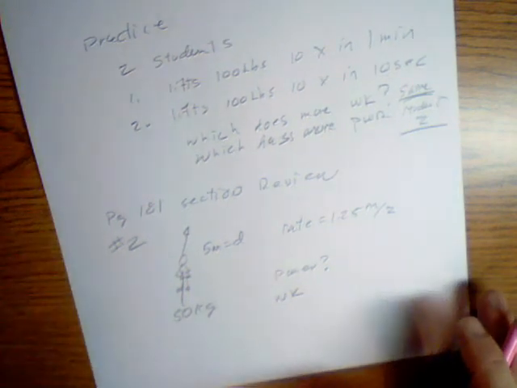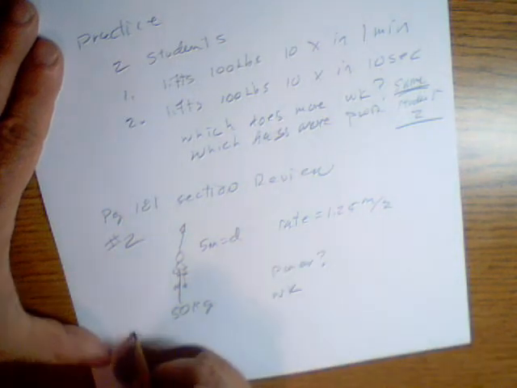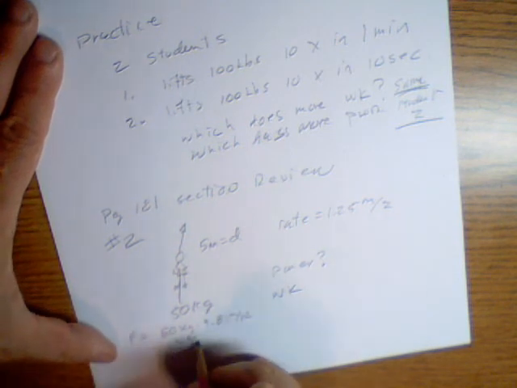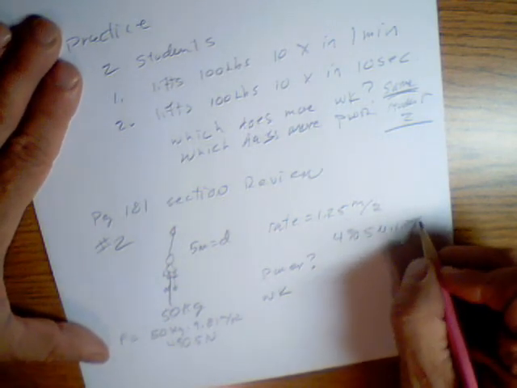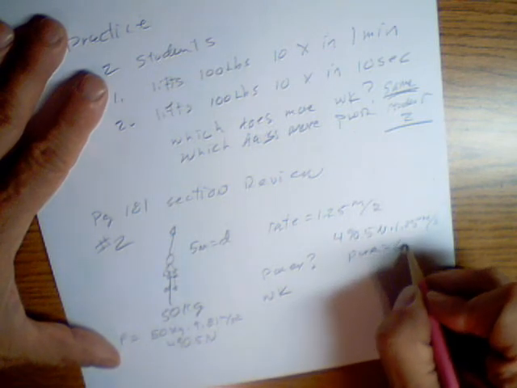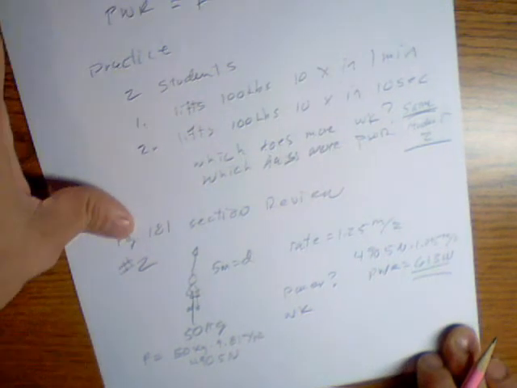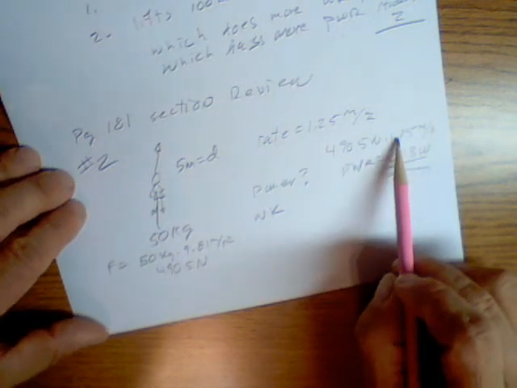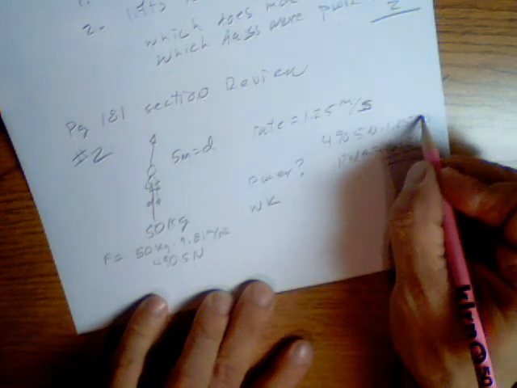Alright? Well, in this situation, we know power because we know force. Force equals 50 kilograms times 9.81 meters per second squared, and that's going to be 490.5 newtons. So 490.5 newtons times 1.25, which is our rate, our meters per second, is going to give us the power, and power is 613 watts. Alright, because power is just force times velocity, and we've been given velocity as meters per second, so that's simple enough.